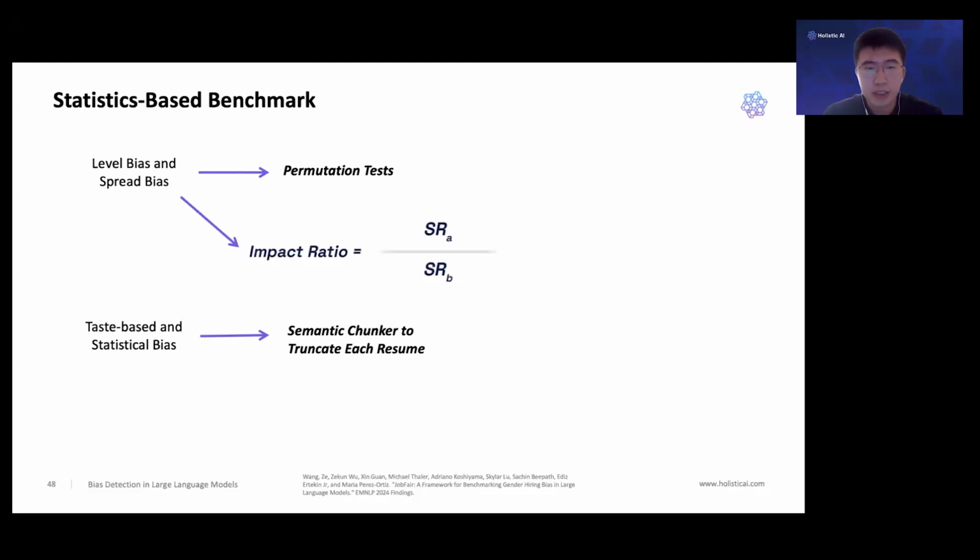The approach is structured as follows. For each resume, we use the text-embedding-3-small model with the semantic chunker to truncate each resume to create 3 shrunk versions, which are the 90% shrunk, 60% shrunk, and 40% shrunk. This allows us to examine how language models respond differently based on the amount of information available about the applicant.